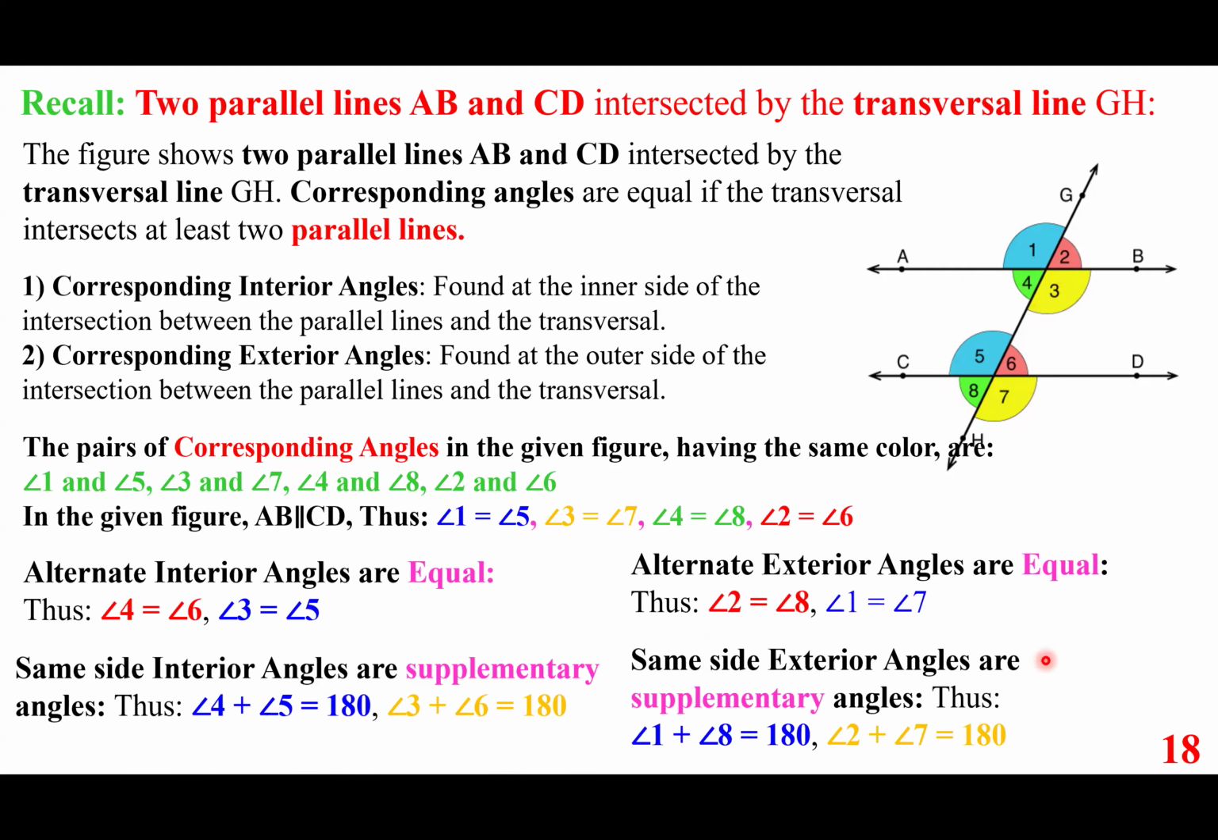Same side exterior angles are supplementary. That means you're on the same side, okay? 1 and 8, exterior, outside, they add up to 180, and 2 and 7, outside, they add up to 180. So I just wanted to remind you of that. Hopefully everybody is comfortable with the concept so we can move on.